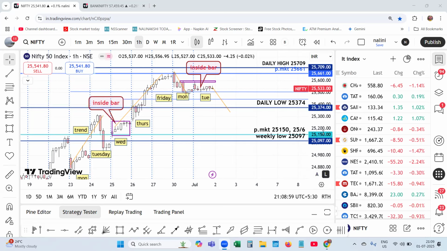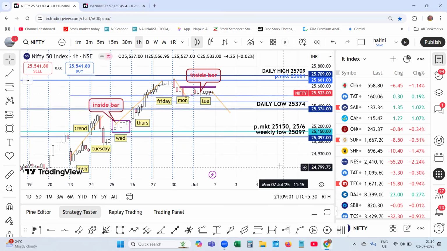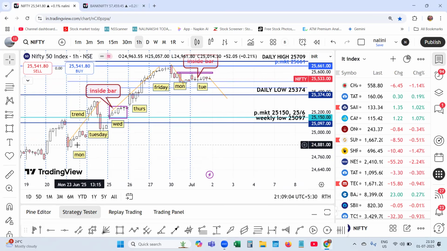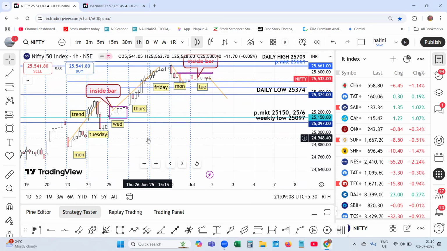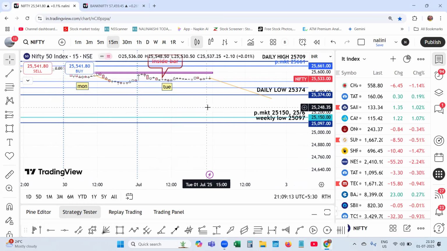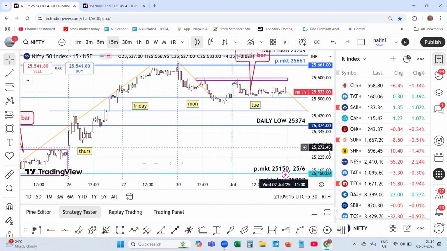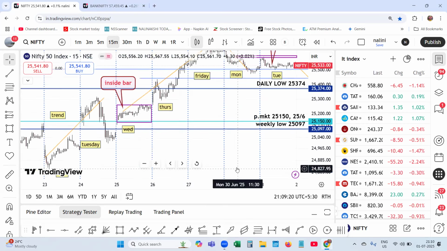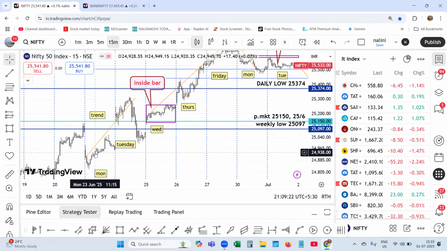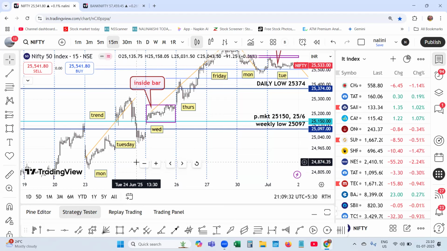Here, if we observe the pattern from the last week, you can see I have labeled Monday, Tuesday, Wednesday. I'm on the hourly chart, or we can go to the 15 minutes chart to see the structure properly. Here, I'll go back to last week. That was 23rd June, Monday, Tuesday.